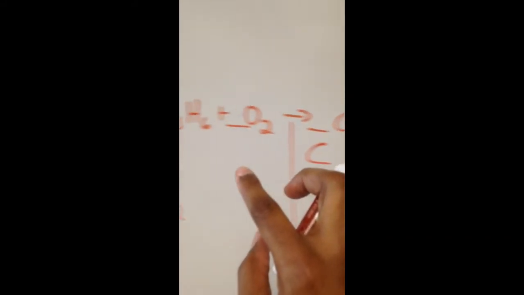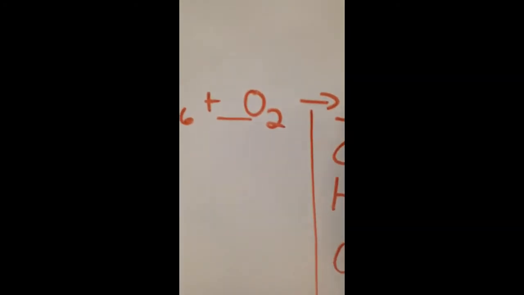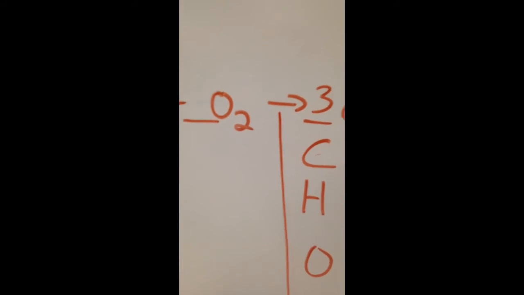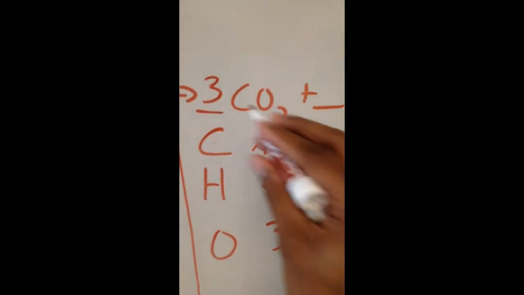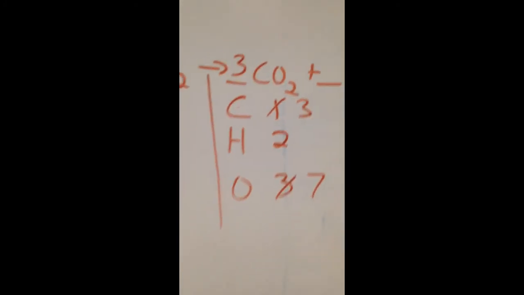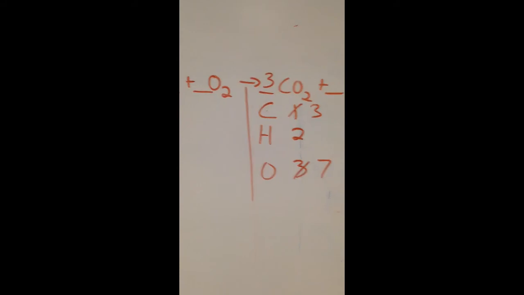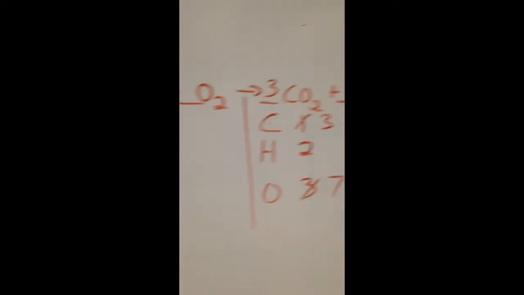First thing I think we can do is match up these carbons. So we have a 3 here, so I'm going to go ahead and put a 3 right in there. And that's going to give me 3 carbon and 6, 7 oxygen. Okay. All right, then next I see my carbons are matched up now. My hydrogens are going to match up. So I have 6 over here and 2 over here.